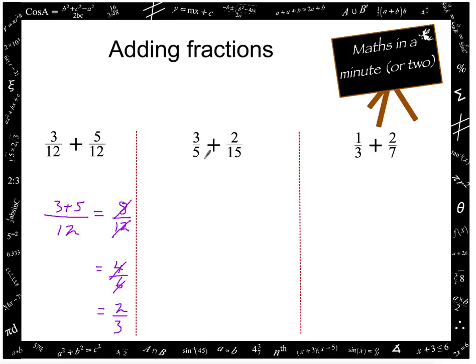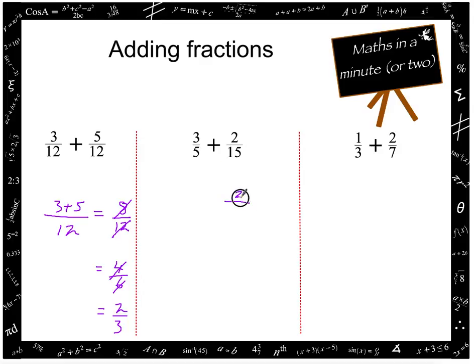Second one, we don't have a common denominator this time, but we do spot that 5 goes into 15. We never divide down, so we won't divide 15 by 3 because then we're going to have to divide the 2 by 3 and that's going to end up with decimals inside the fraction. So we always multiply up.